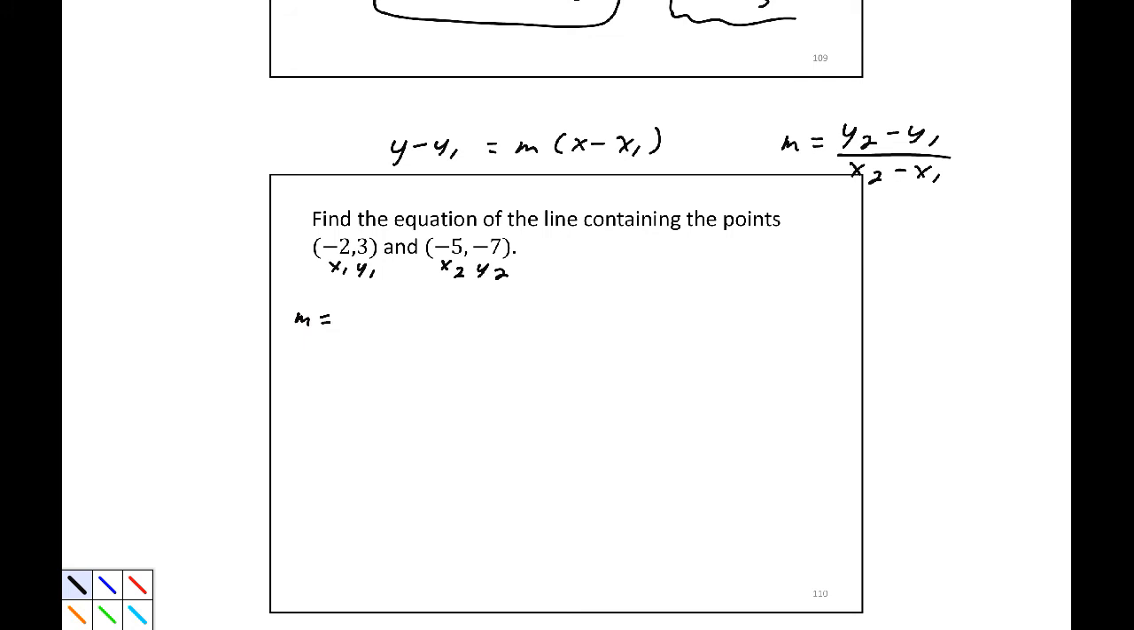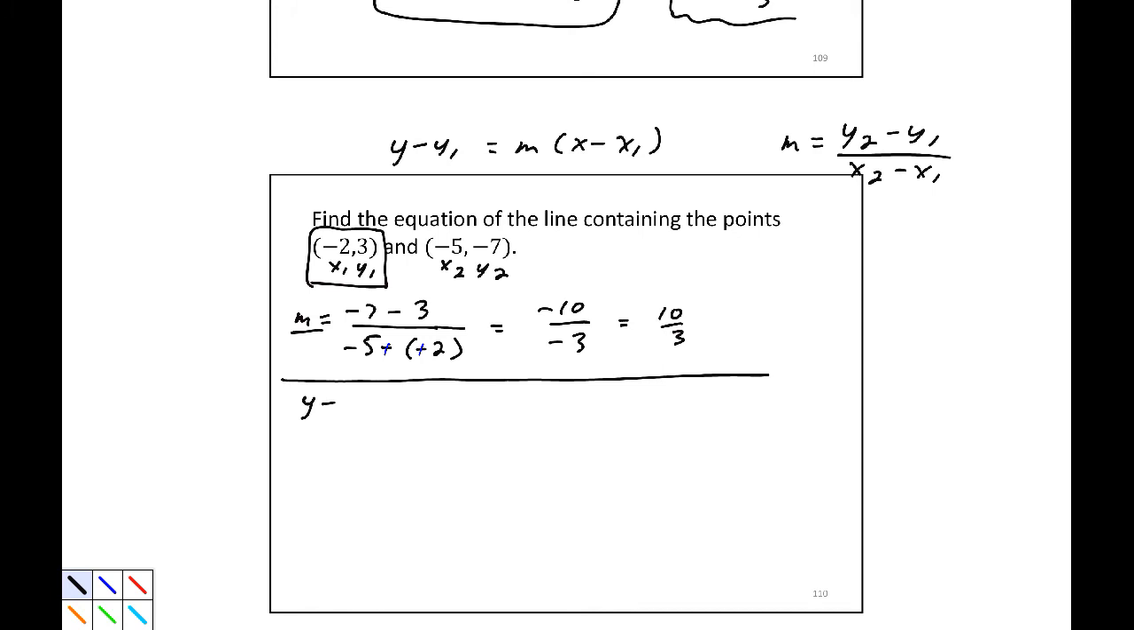So my slope would be -7 minus 3 over -5 minus -2, to be -10 over, write this for your benefit, minus 3, to be positive 10/3. Now we're going to take that and pair it. So here's our slope and here's our 1 point. Doesn't matter which one we use, but I'm going to use x1, y1.